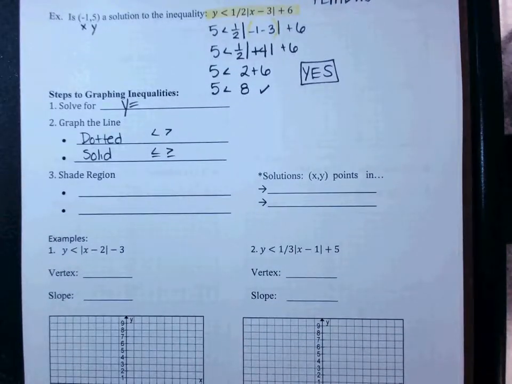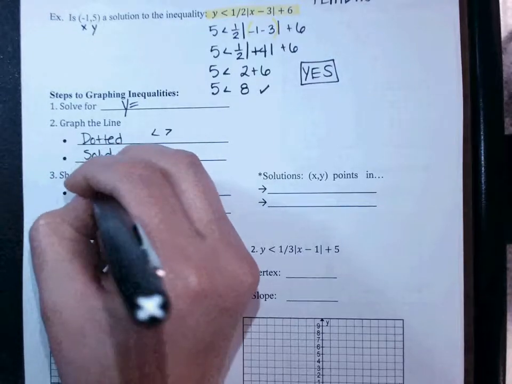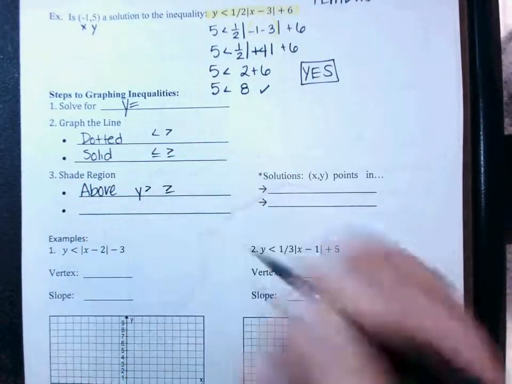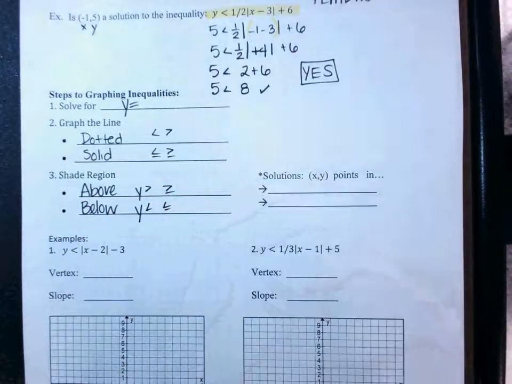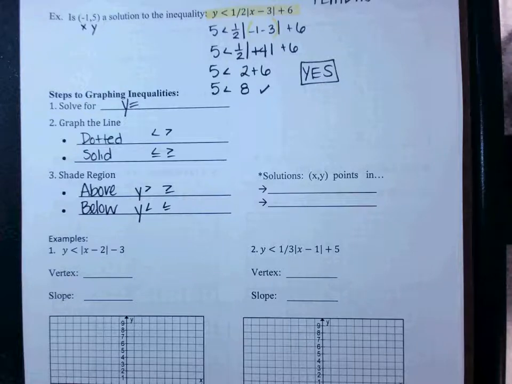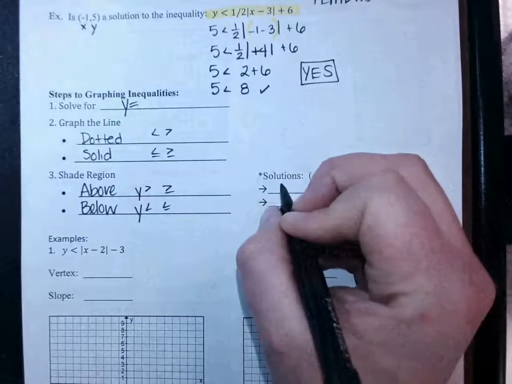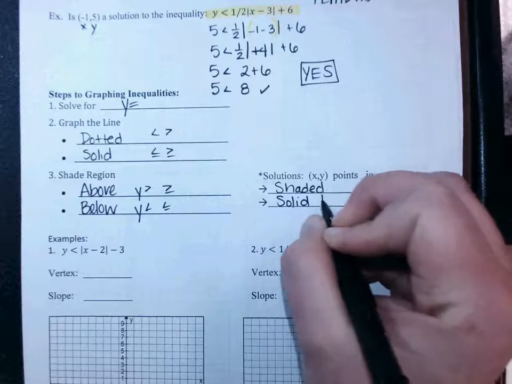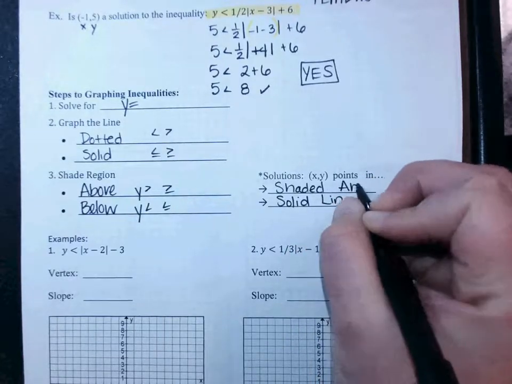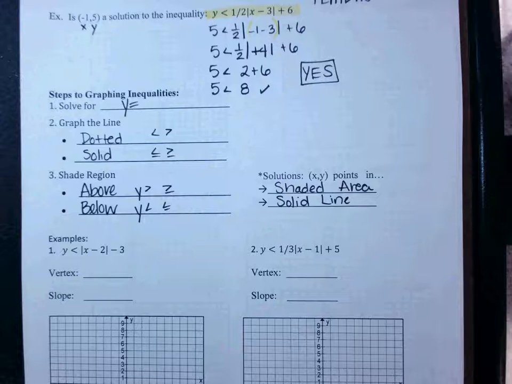Then when you shade your region, you're going to shade above the border if it's one of these guys. You're going to shade below the border if it's one of these guys. Then remember that solutions would be any points that are found either in the shaded area or on a solid line. Okay, so if it's in the shading, can you just put that up? Because I don't want you to get behind. The shaded area or a solid line, those count.